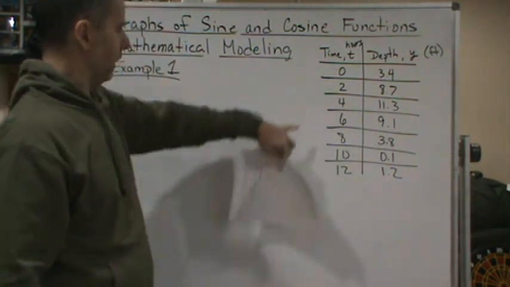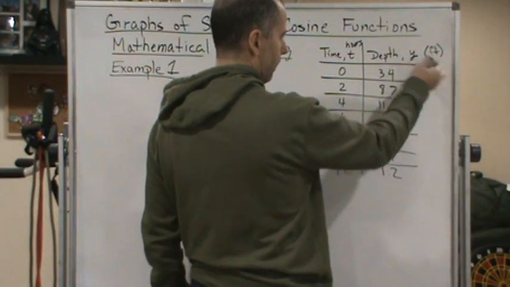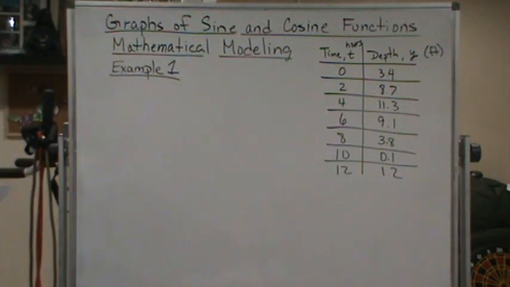We've got t equals time in hours, and y, which is depth, is recorded in feet. This data represents the depth of the water at the end of a dock every 2 hours from midnight to noon. Where t equals 0 corresponds to midnight. Now what we want to do is use a trigonometric function to model the data, and then we're going to use that model to answer a question.